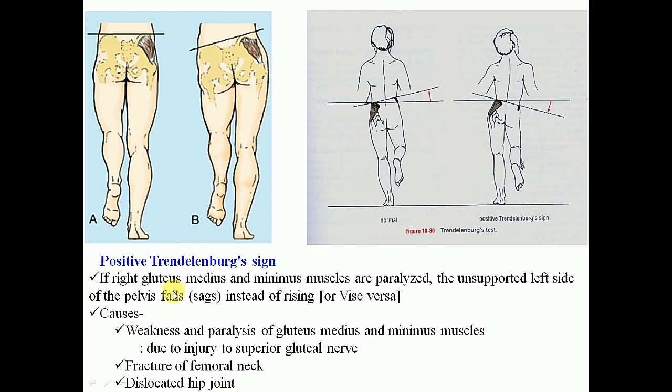The sign is positive in defects of power, that is weakness or paralysis of gluteus medius and minimus muscle, which might be because of injury to the nerve supplying them, that is superior gluteal nerve, or maybe because of defects of the weight, that is ununited fracture of the neck of the femur, or congenital or pathological dislocation of the hip. So when the patient tries to stand on the paralyzed side, then the opposite unsupported side will drop down. So if suppose the right gluteus medius and minimus are paralyzed, then left side of the pelvis will drop down.